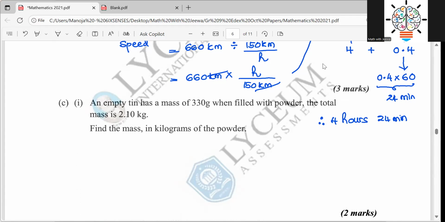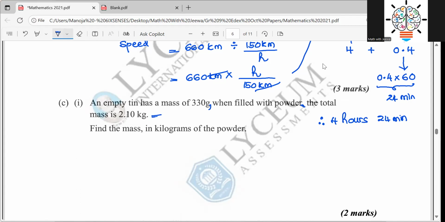An empty tin has mass of 330. When filled with powder, the total, here there is a mistake, children, that I think you want to write that this is, there should be the comma here, not here. An empty tin has a mass of 330. That is one information. When filled with powder, the total mass is 2.10.